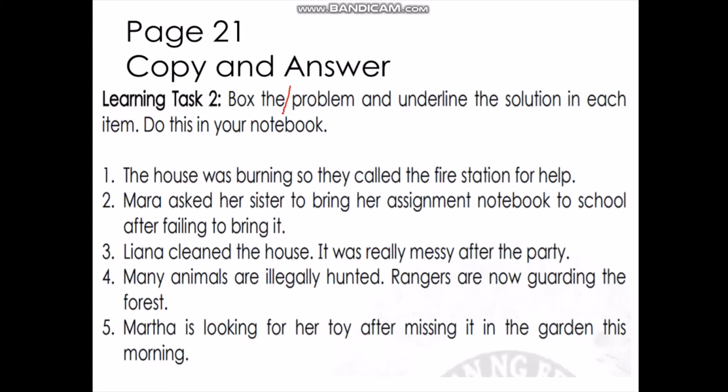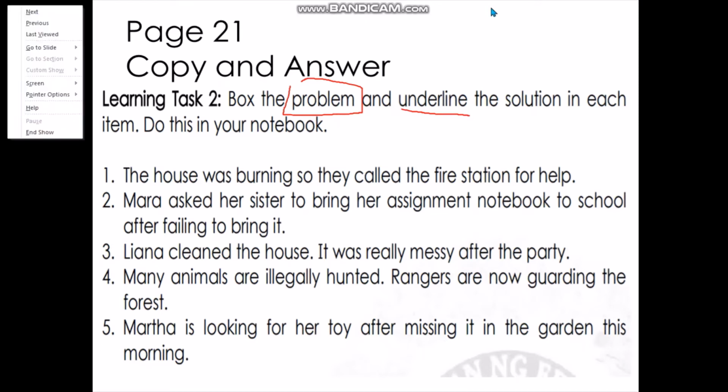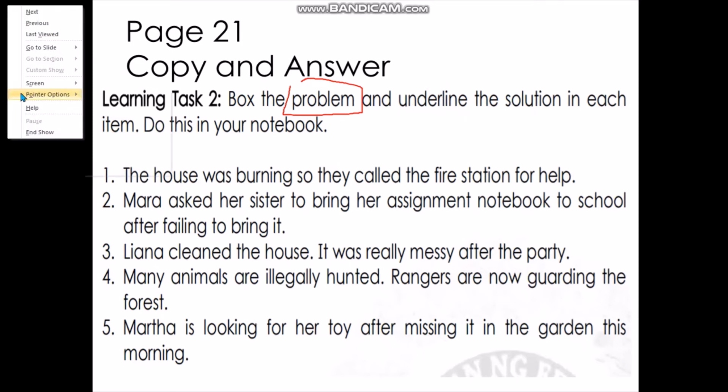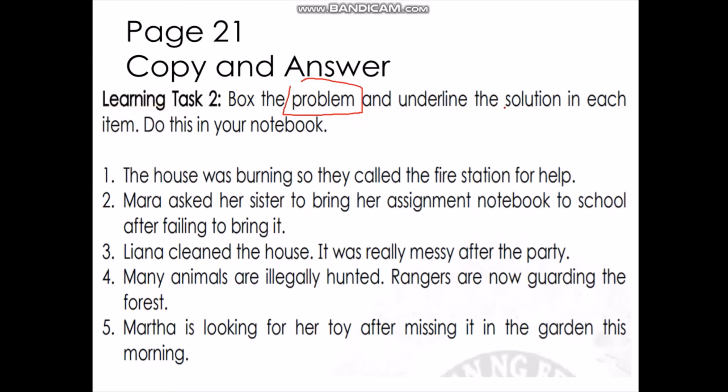Again, box the problem and then underline the solution. Okay? Underline the solution. Box the problem, underline the solution. Okay, so for number 1, I will just read the sentences. Then after that, I'm going to give you time to copy and answer.